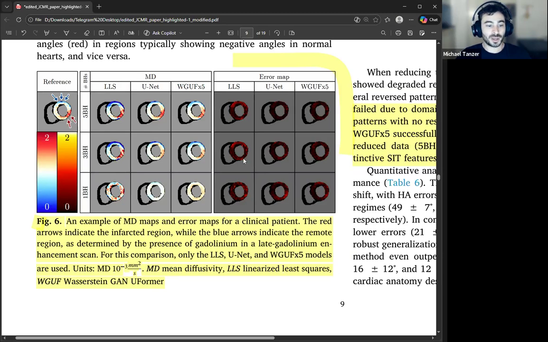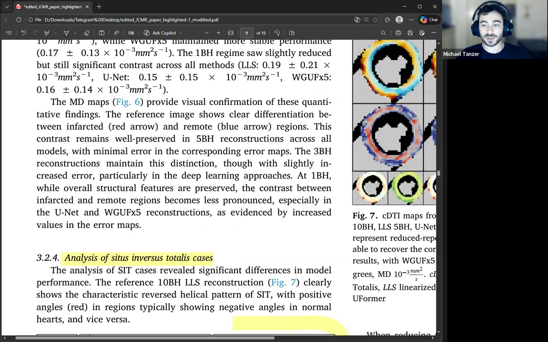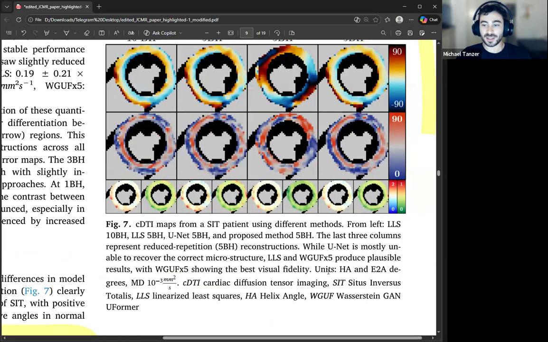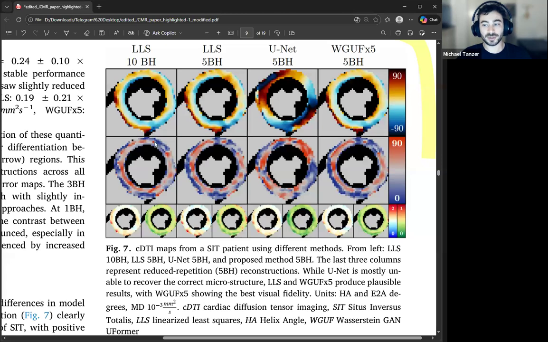The second clinical validation that I wanted to show is a situs inversus totalis patient, where the heart is a mirror image.